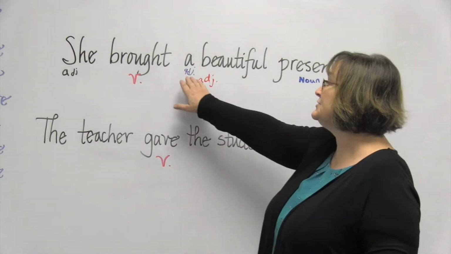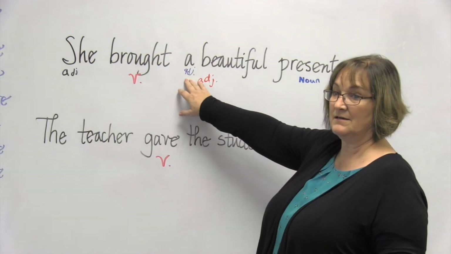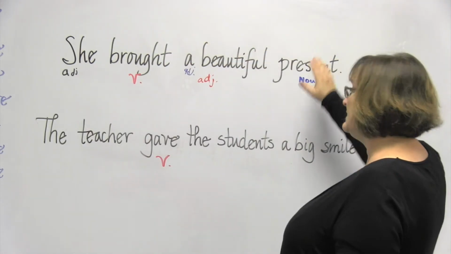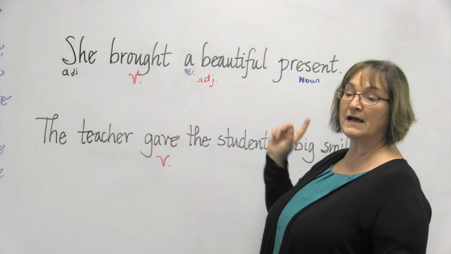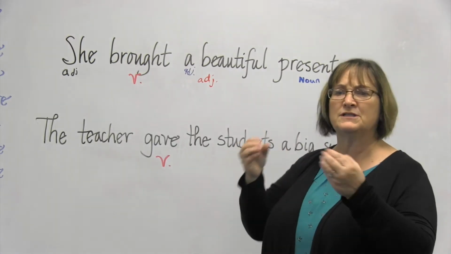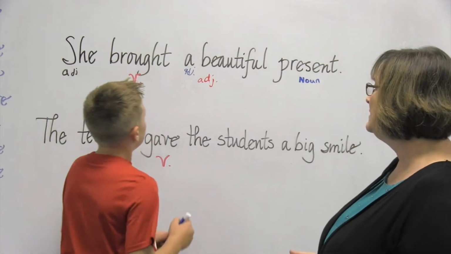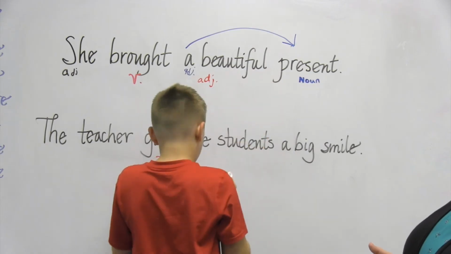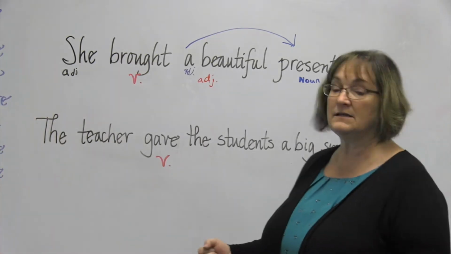So if this is a determiner, what's the noun that it is announcing? What is the noun, Jet? Present. A what? A present. Would you come up and draw the arrow from the determiner to the noun that it's announcing? We're only doing that until you get really good at spotting those determiners and the noun that they are announcing, okay? I think it's helpful to begin with until we get used to that idea that an adjective could be a determiner, okay? All right.